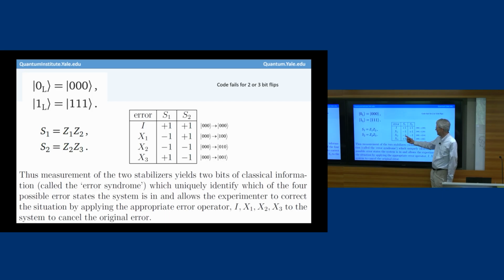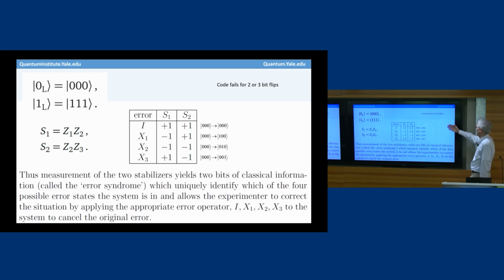So once I figure out which error happened, I just apply the same error, because x squared is identity, right? If you flip a bit twice, you go back to the original state. So the noise daemon flipped the bit. I go in and flip it back. Is that clear? That cancels the original error.